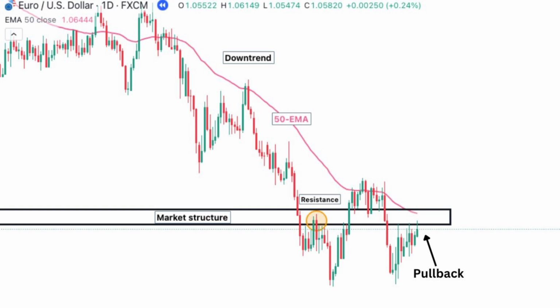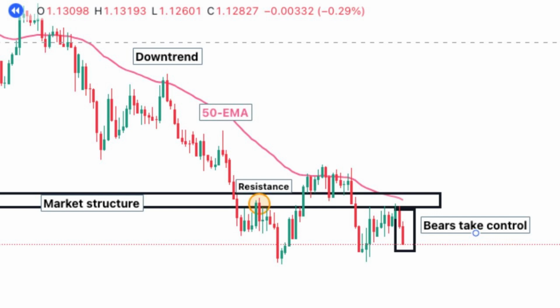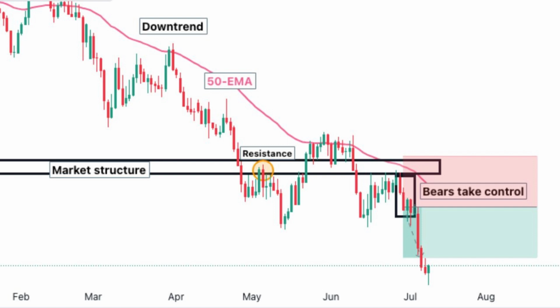This time I'm going to be showing you a chart of the Euro USD. So here we have an identifiable downtrend with lower highs and lower lows. You then have a pullback reaching a previous structure level and the 50 EMA. You also have confirmation of the sellers taking control with the large red candle going below the low of the previous green candle. This setup basically met all our criteria and the trade was executed successfully.